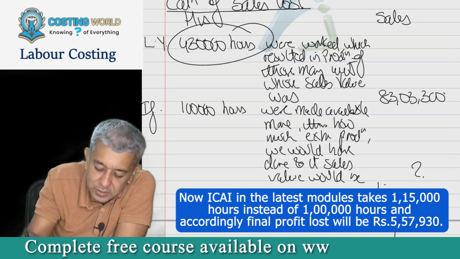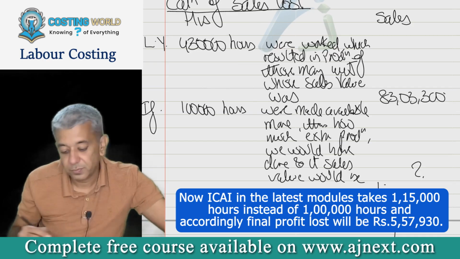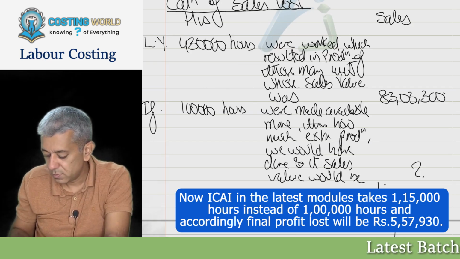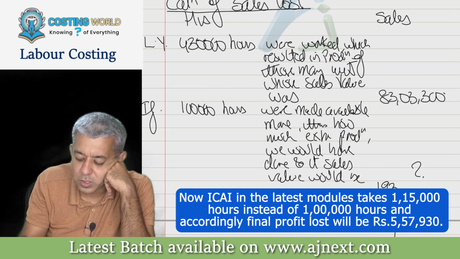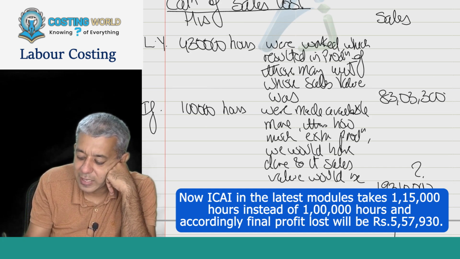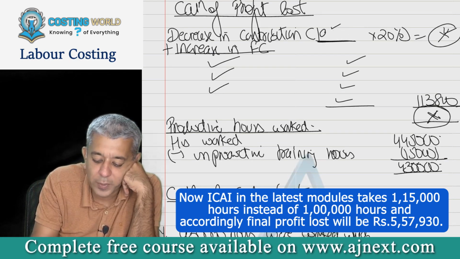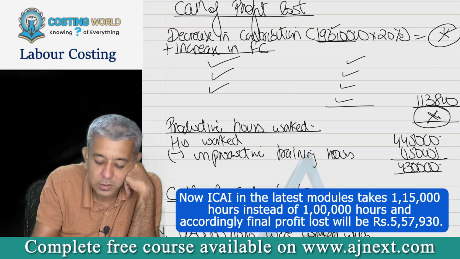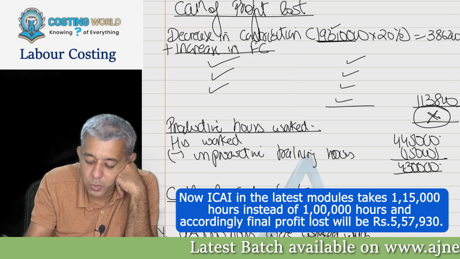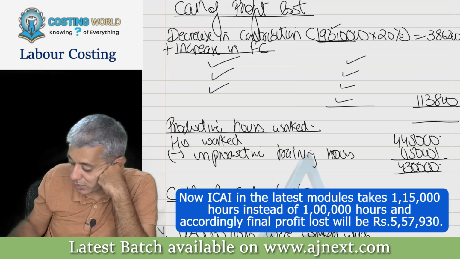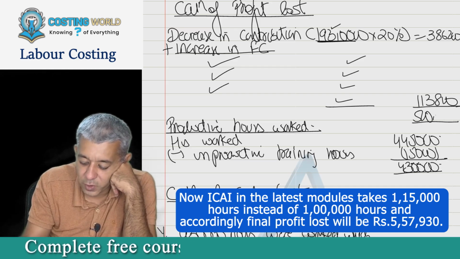Cross multiply. This is this. So 1 lakh is how much? 19,31,000. This 19,31,000 will come over here. Please multiply by 20%. 386,200. So my contribution fell down by this much. Fixed cost increased by 113,800. I guess profit has fallen by 5 lakhs.